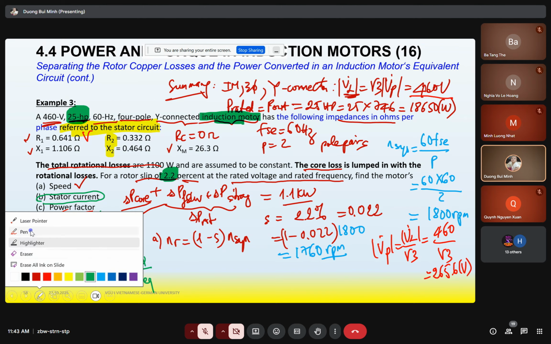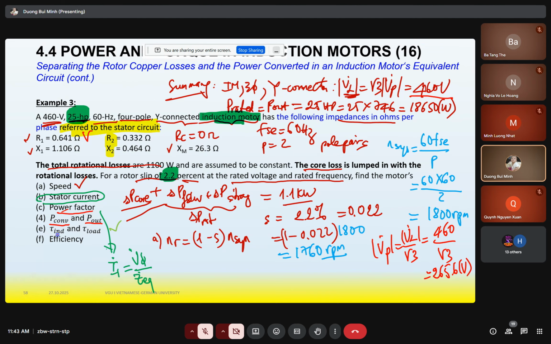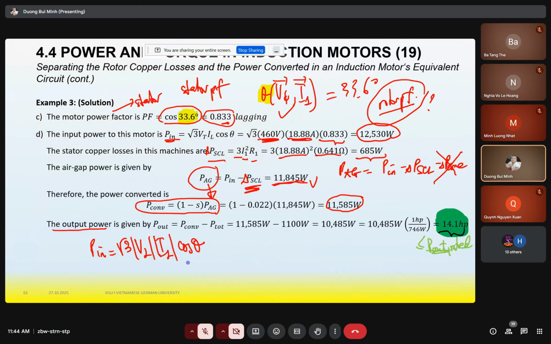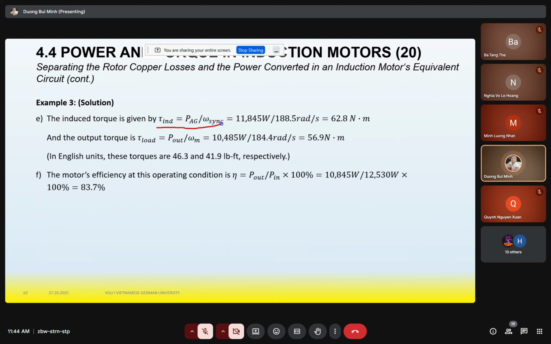Okay, so now we have question E. We calculate induced torque and load torque. Induced torque is air gap power over omega s, right? We have two formulas. So induced torque is P convert over omega m, or air gap power over omega s. Okay, so it's up to you. So if we use air gap power, we need to divide it by omega s, or we can calculate P convert.